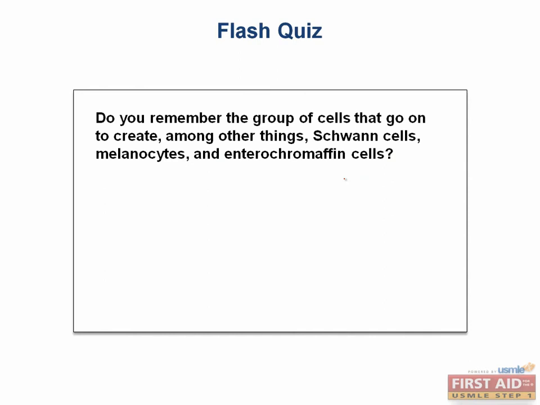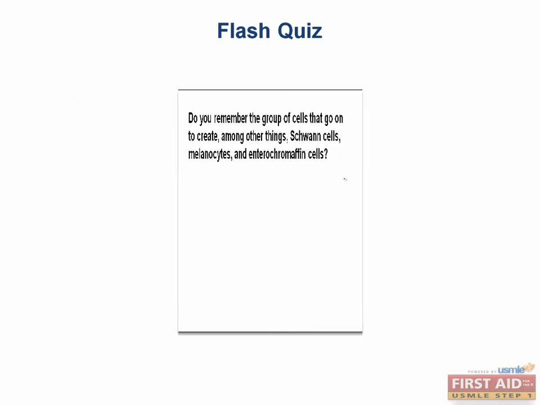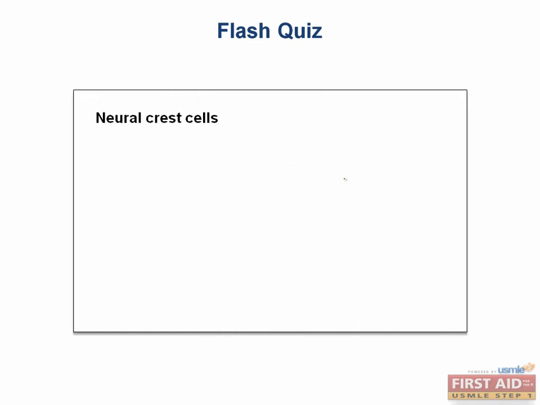Now, let's have a quick flash quiz. Do you remember the group of cells that can go on to create, among other things, Schwann cells, melanocytes, and pheochromaffin cells? The answer is neural crest cells.